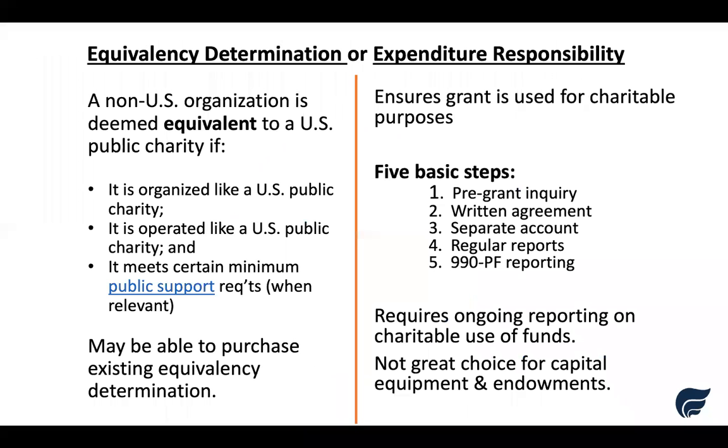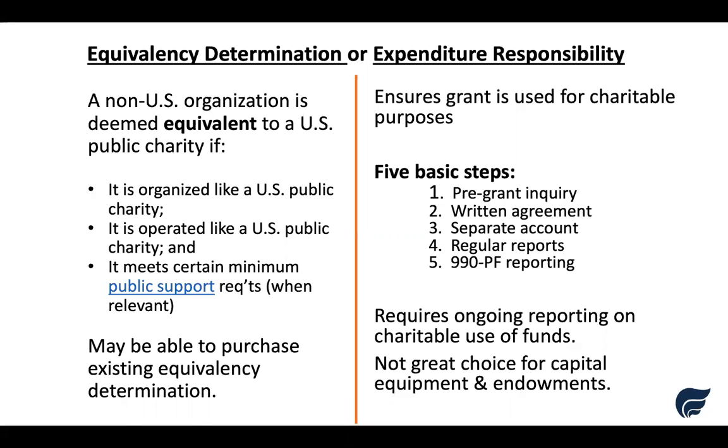Absolutely. So if we go to the next slide, the two processes are called equivalency determination or expenditure responsibility. And so basically the rules are in the United States, if you are a US-based foundation and you want to make a grant to a recipient, that recipient is usually a US 501c3 organization, a charity here in the United States. If they are not a charity here in the United States, or they don't have 501c3 status, you can use one of these two processes to still make a grant.